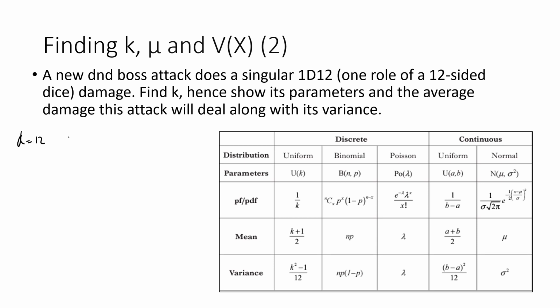Okay, the next thing is showing the parameters, which is U k, so that's U 12. Next one is finding a mean, which is k plus 1 over 2, so 12 plus 1 over 2, which gives us 6.5, which is the mean. And to find the variance is k squared minus 1 over 12, which is 12 squared, which is 144, minus 1 over 12, which is equal to 11.917, which is our variance.